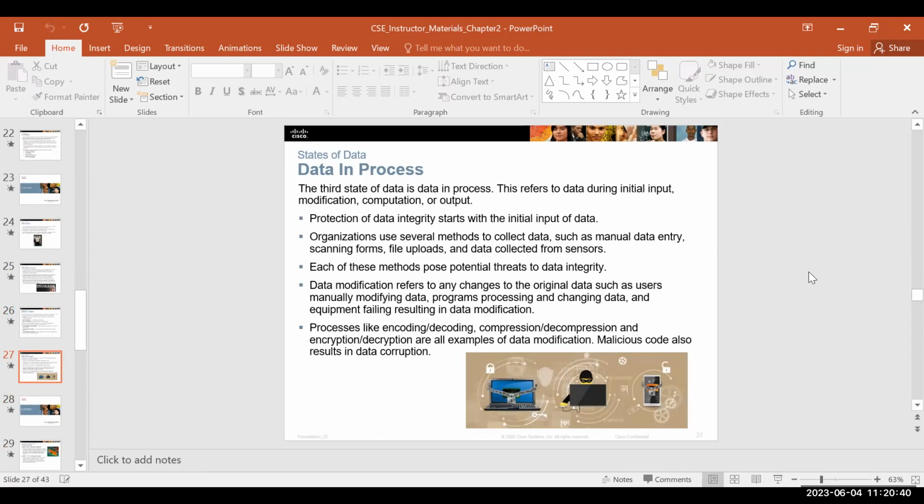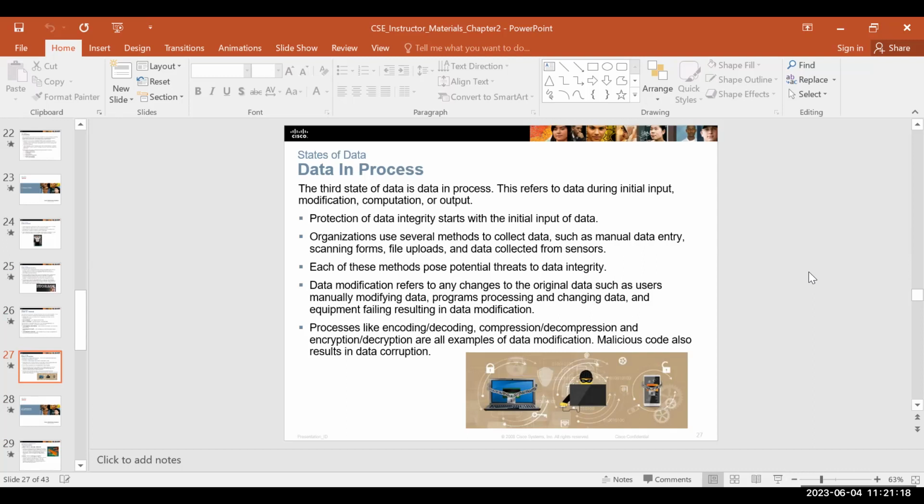Data in process is the transfer of data during initial input, modification, computation, or output. Initial input means you are making an entry, registering, or adding your information on a platform. Modification means you are altering the data. Computation means certain computational processes are being carried out. Or the data is being outputted. So in these four different scenarios, we can say that data is in process.